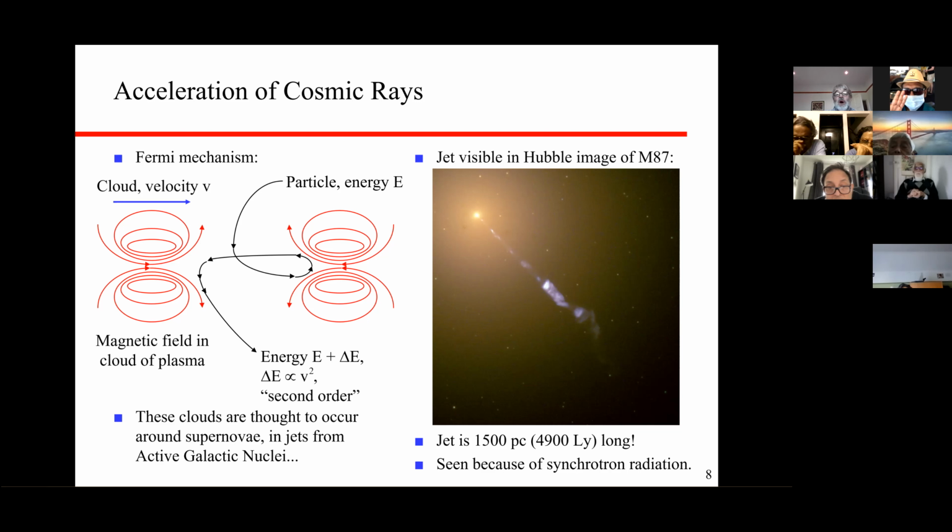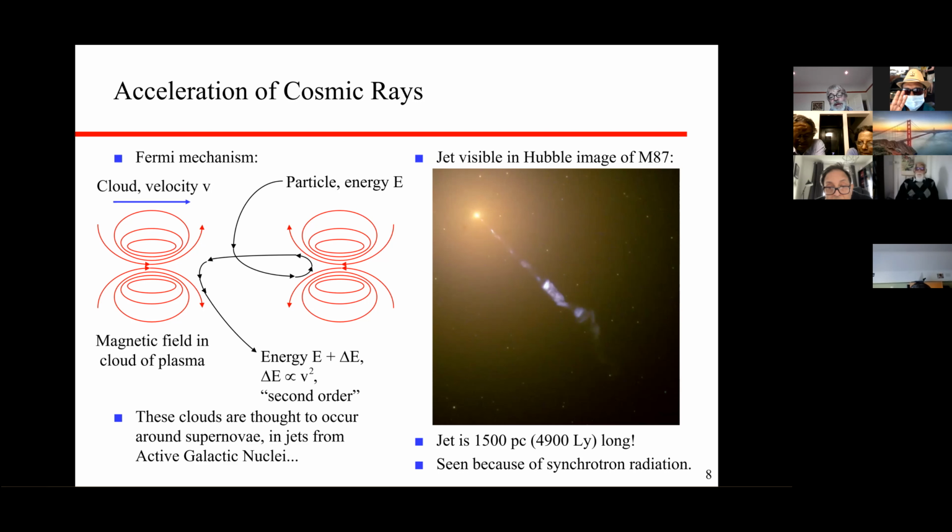Here's an image of a jet. So this is an active galactic nucleus here. It's actually the galaxy labeled M87. And this is a picture taken by Hubble, which shows the visual image of that galaxy. And then this long structure here is the so-called jet.